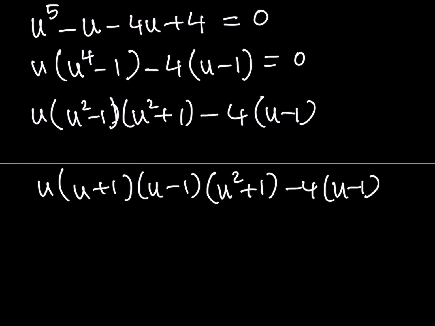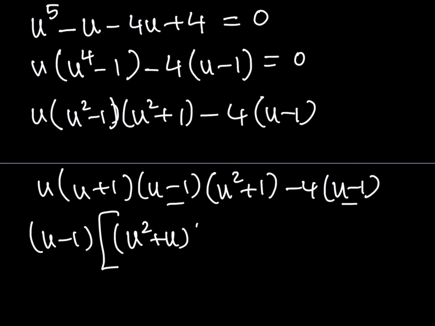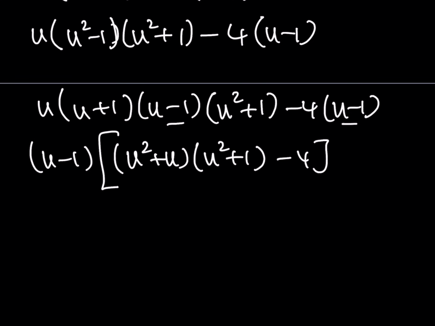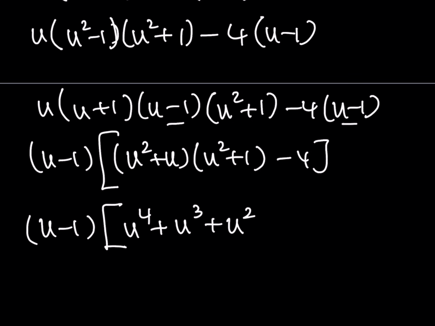Finally, I can go ahead and take out the u minus 1 because that's a common factor, but you'll end up with a surprise here. Let me do the work first, and then I'll show you. u minus 1 is a common factor, so we'll pull that out. This is going to give us u squared minus u multiplied by u squared plus 1, minus 4. And then if you distribute the expression inside the brackets, u to the 4th plus u cubed plus u squared plus u minus 4, which is also interesting.